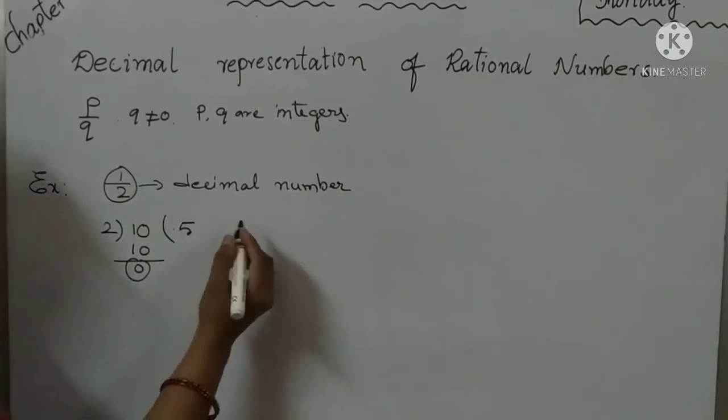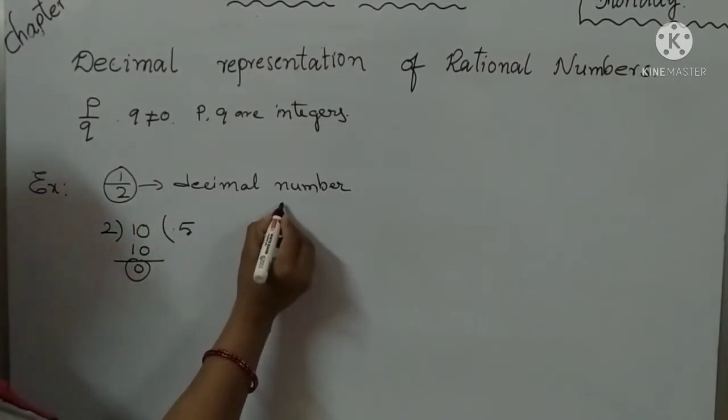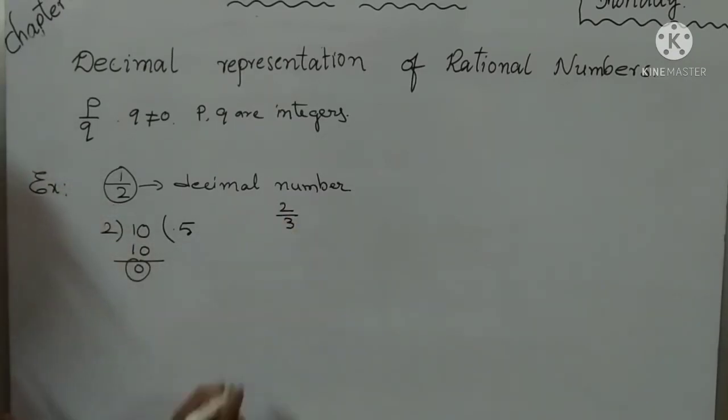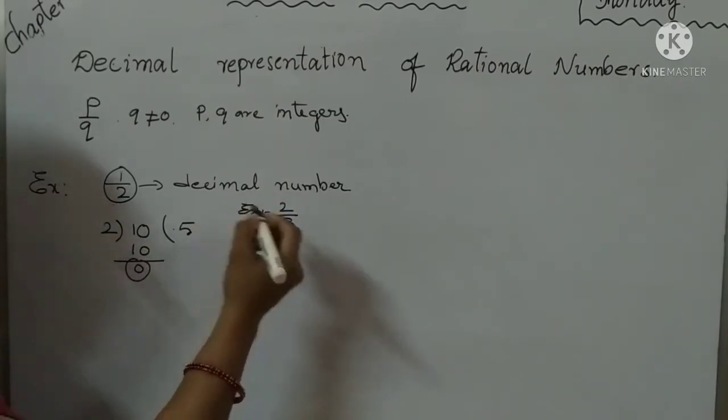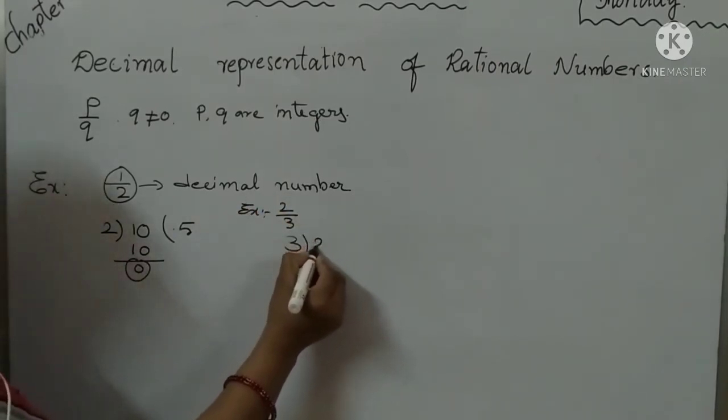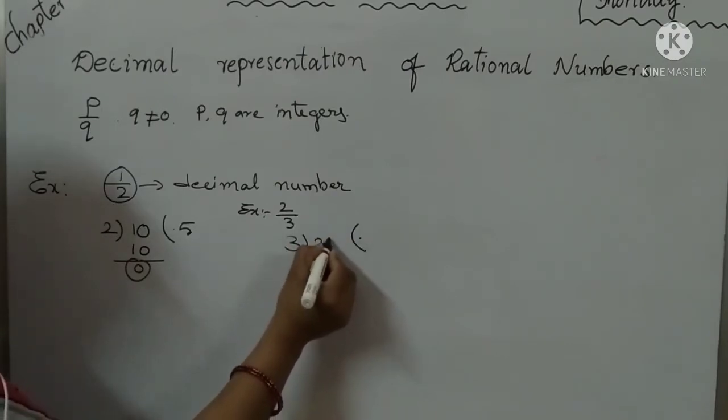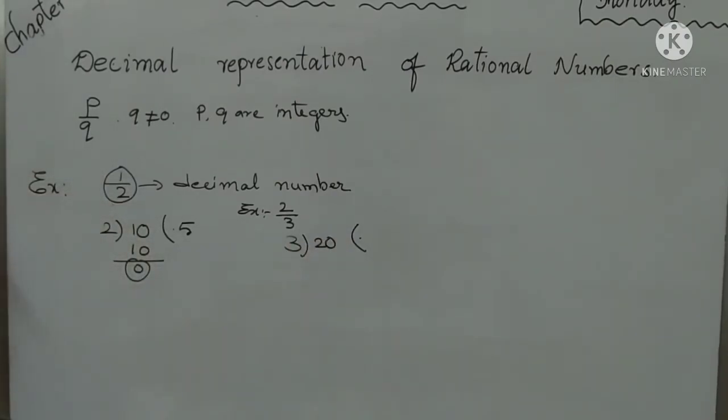Next, another example we have to take: 2 by 3. This is the next example. We use the division method, 3 and 2. It is not possible, so put the point and take the 0. How many times is it possible? The 3 table: 3 1s are 3, 3 2s are 6, 3 3s are 9, 3 4s are 12, 3 5s are 15, 3 6s are 18, 3 7s are 21.